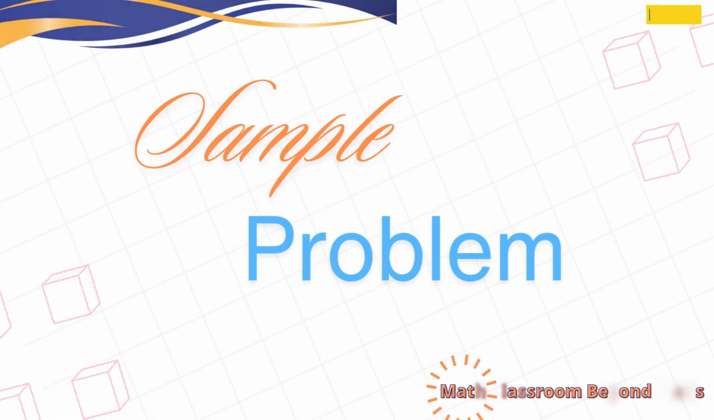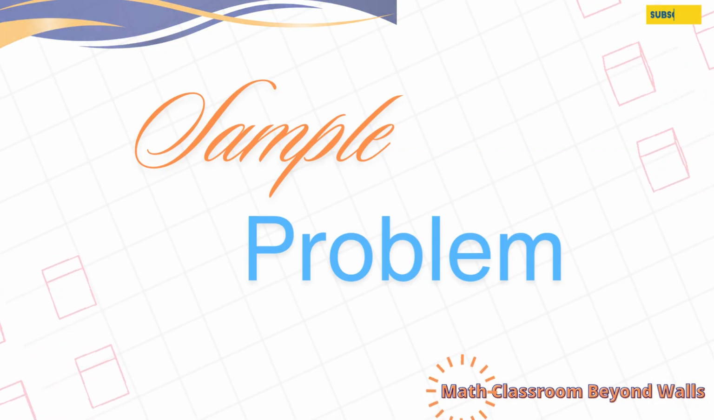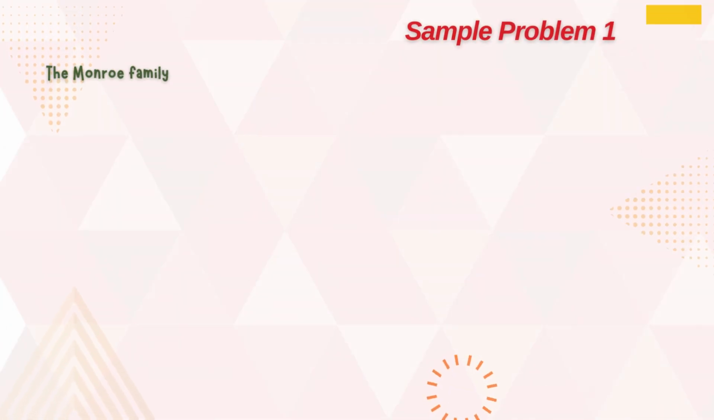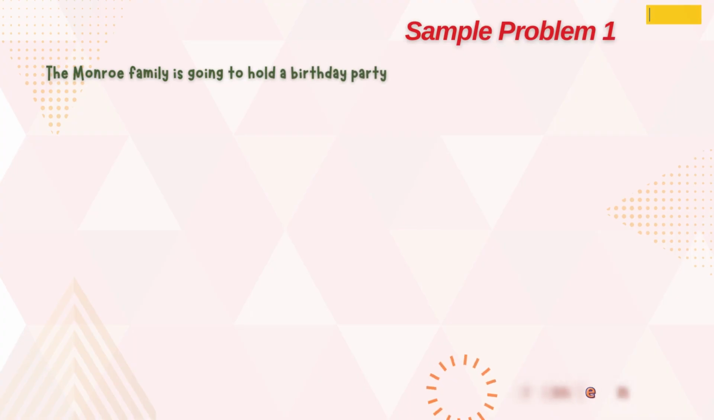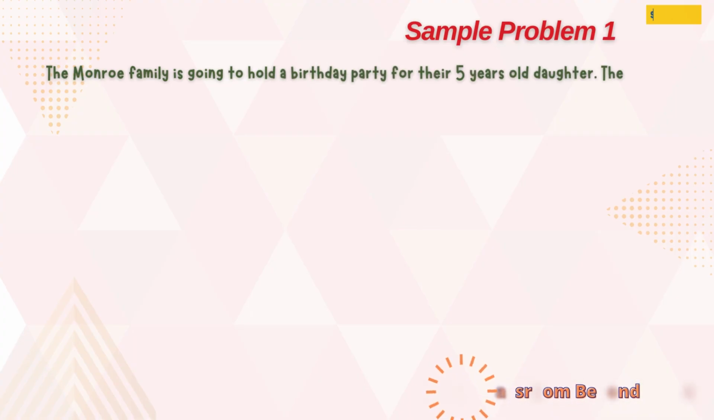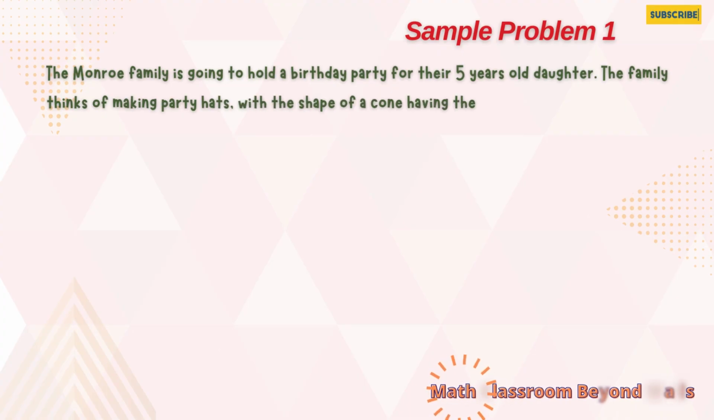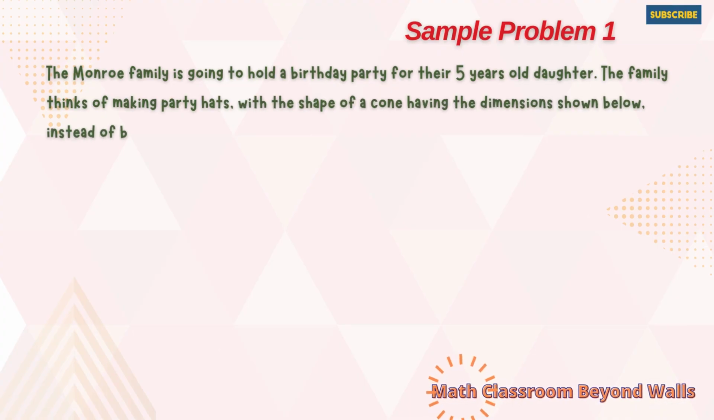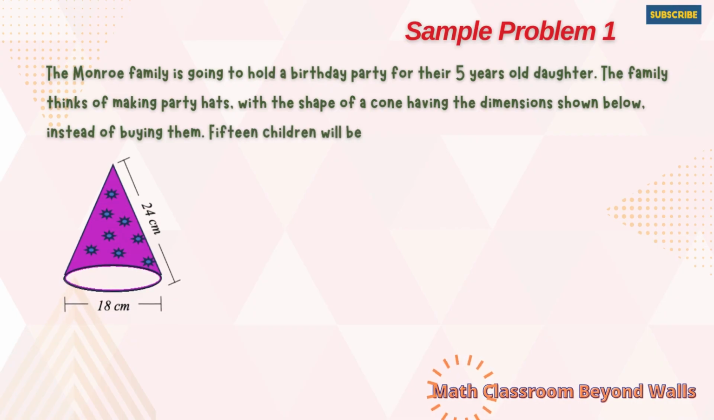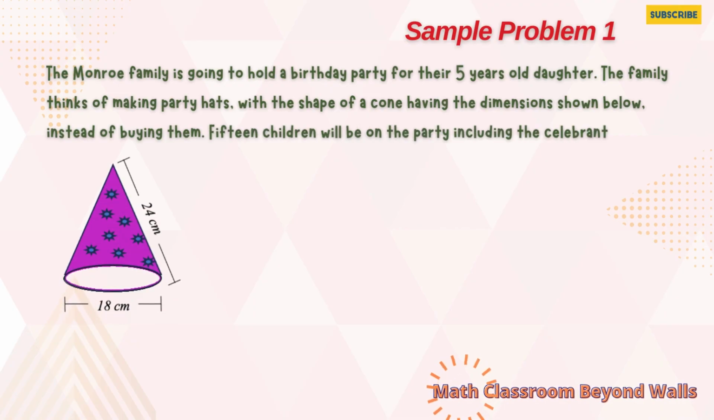Let us do sample problem 1 so you will know how it is done. Here's the problem. The Monroe family is going to hold a birthday party for their 5-year-old daughter. The family thinks of making party hats with the shape of a cone having the dimensions shown below instead of buying them. 15 children will be on the party, including the celebrant.